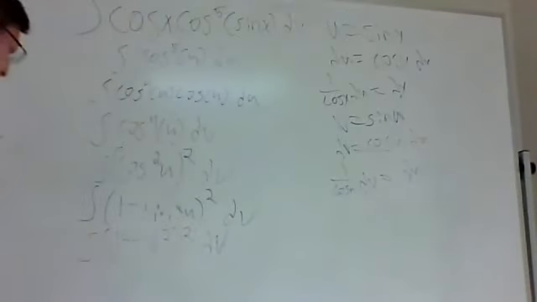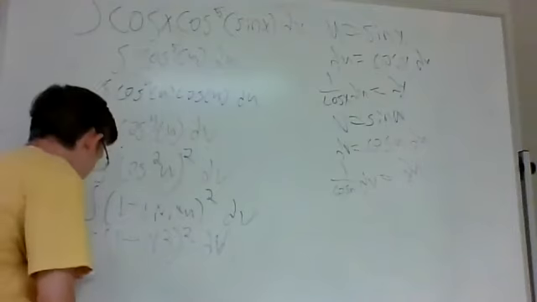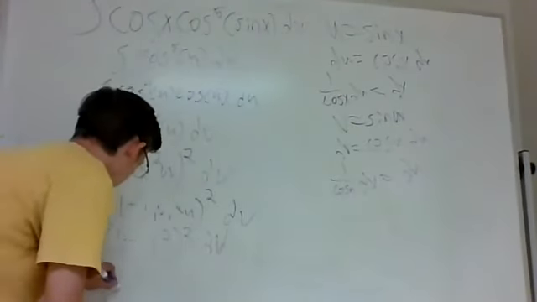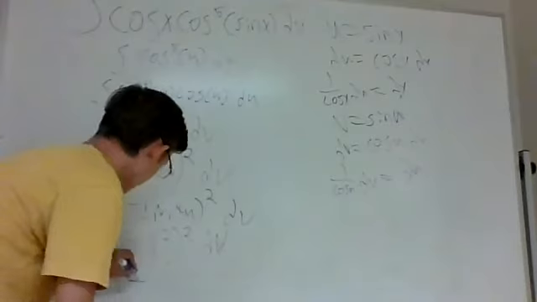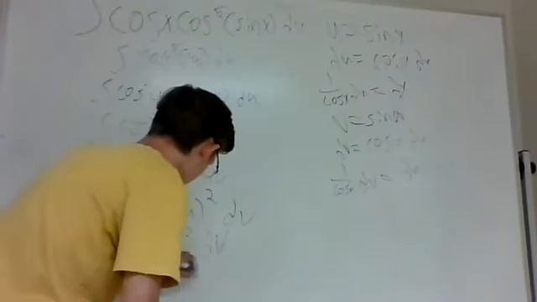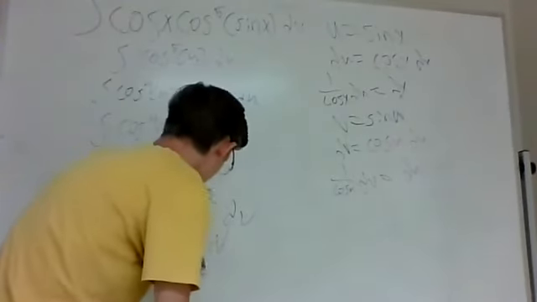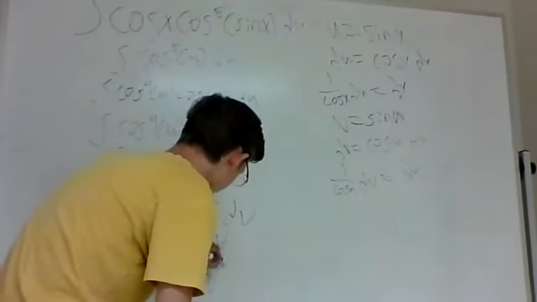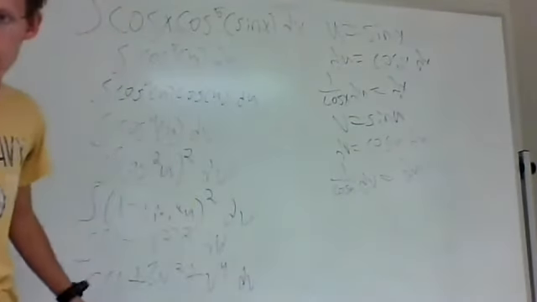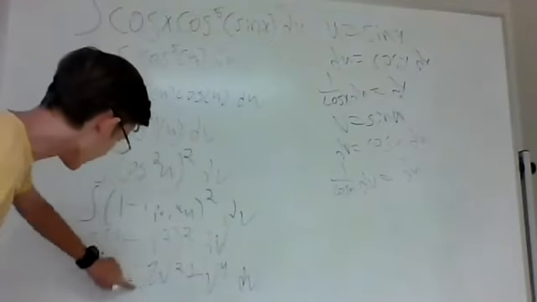We could FOIL this because this function is squared. This would leave us with the integral of 1 plus 2v squared plus v to the fourth dv. This should be a minus.